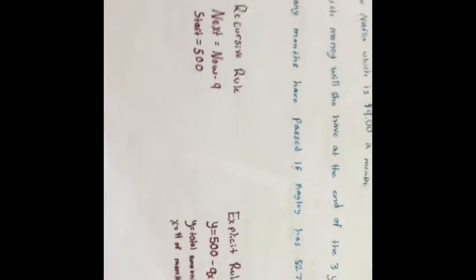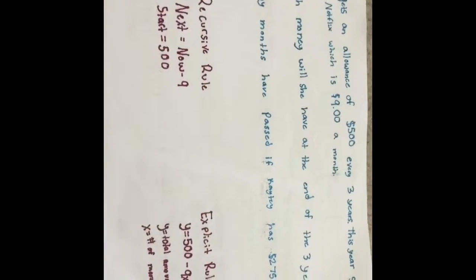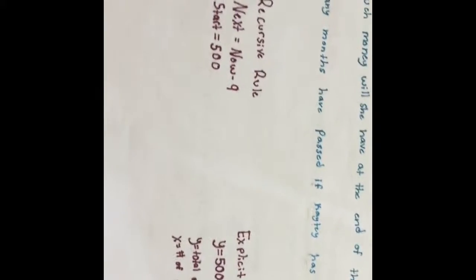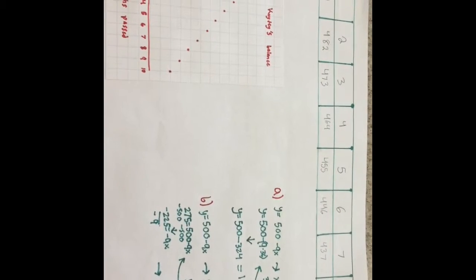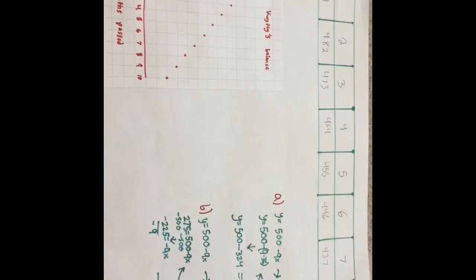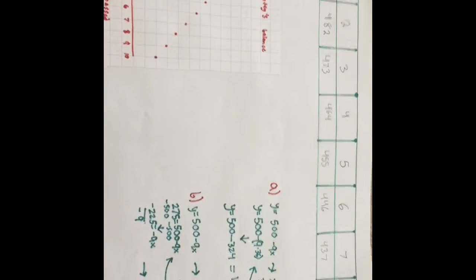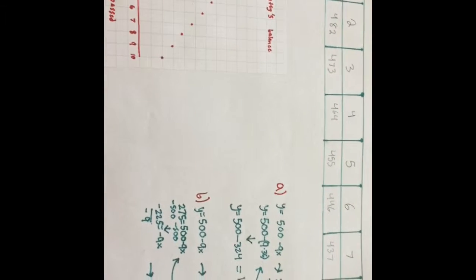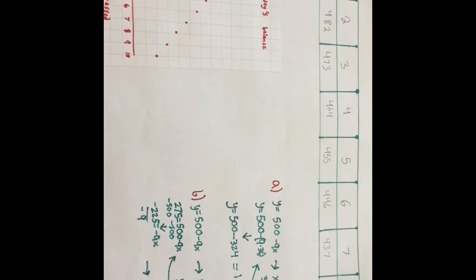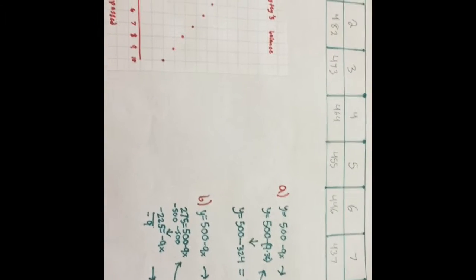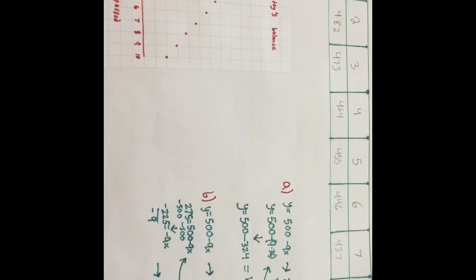The recursive rule is next equals now minus 9, the start of 500, and the explicit rule is y equals 500 minus 9x. Y is the total amount of money left, and x is the number of months passed. For how much money will she have at the end of 3 years, you have to plug in the number of months for the 3 years, which is 36 months. So it will be y equals 500 minus 9 times 36, which equals 500 minus 324, which is 176. So it will be $176 left.